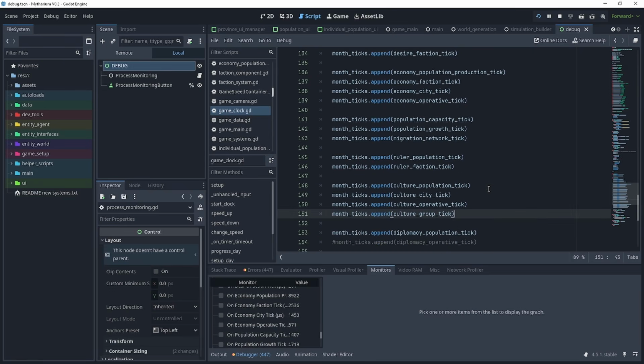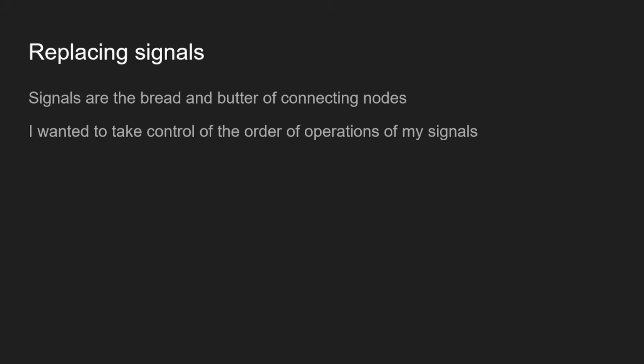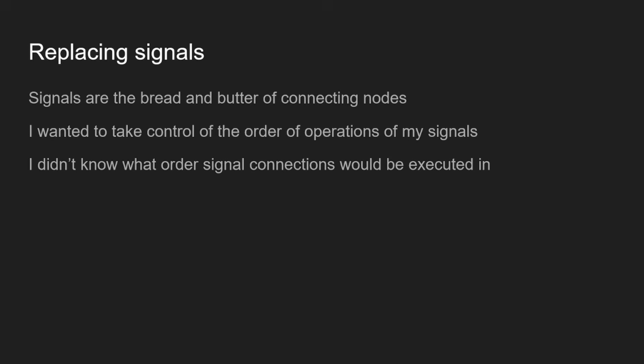Right here, where I'm appending all of these, and then later they go through this array and get called one by one. These used to be signals. I didn't know what order they would be executed in, and I just replaced them with callables because I didn't really know, and I didn't know how to look that up, and I didn't know if it was some engine magic that was happening without me knowing.